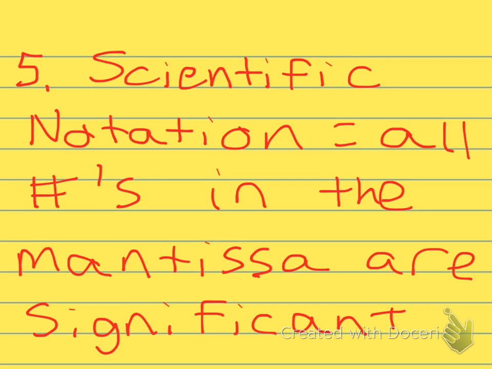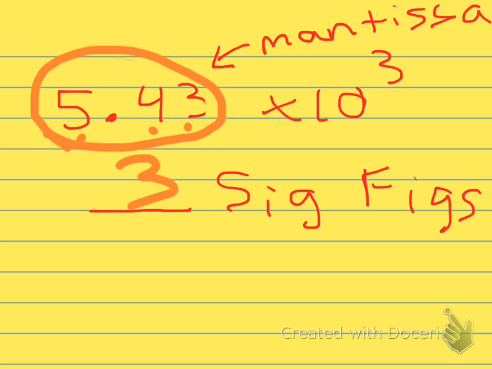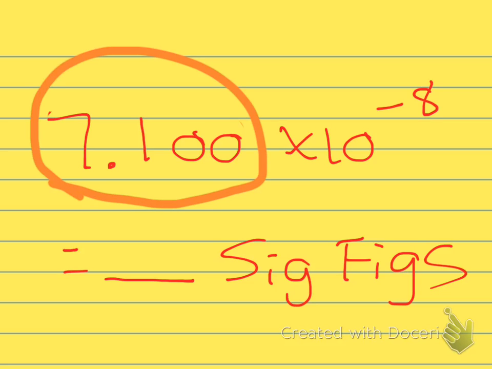And scientific notation is actually pretty easy. So all the numbers in the mantissa are significant, and you're probably saying, what is the mantissa? Well, the mantissa is this set of numbers before you get to the times 10 to whatever power. We call that the mantissa. So there's 1, 2, 3 numbers in the mantissa, giving us 3 sig figs. Here we have 7.100 times 10 to the negative 8th. There's our mantissa. We have 1, 2, 3, 4 numbers, 4 sig figs. And that is all for determining the number of sig figs in a number.